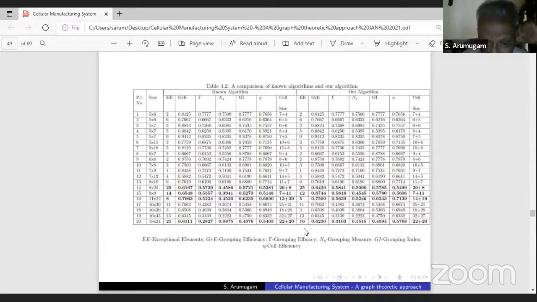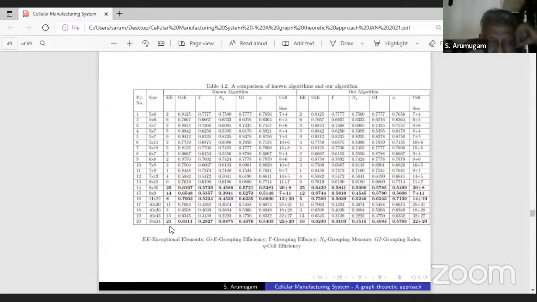Again, for the last example, the cell size in the original paper is 22 plus 20. My algorithm also gives 22 plus 20. My algorithm gives 16 exceptional edges, whereas the original algorithm gives 21 exceptional edges.